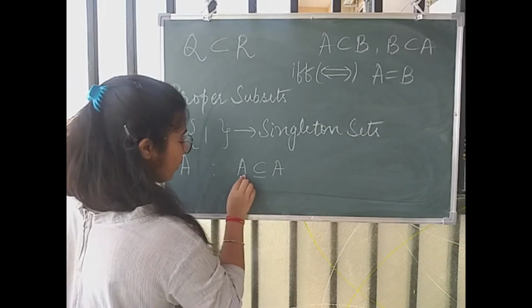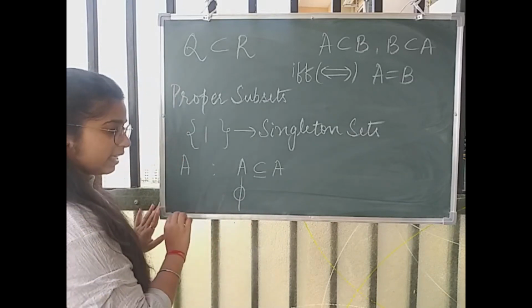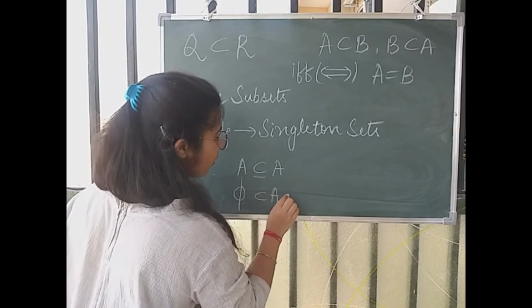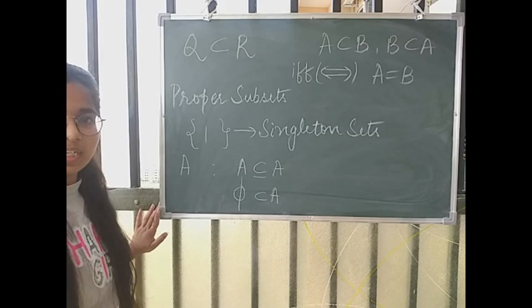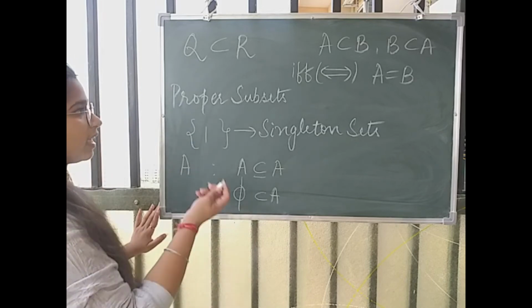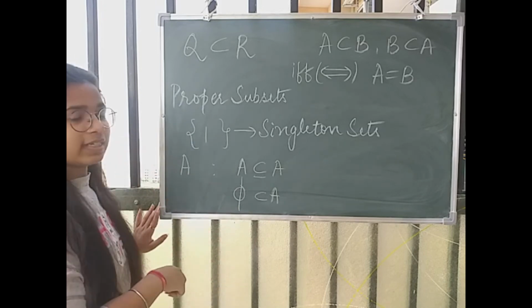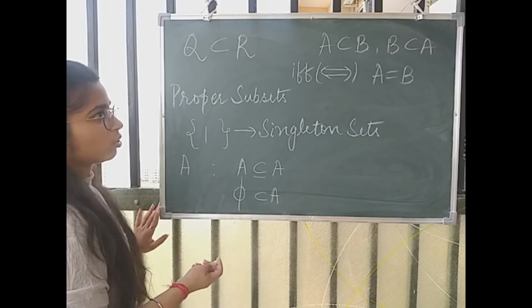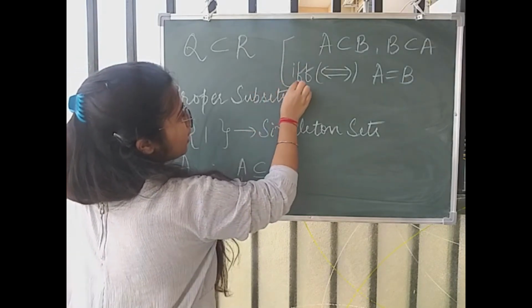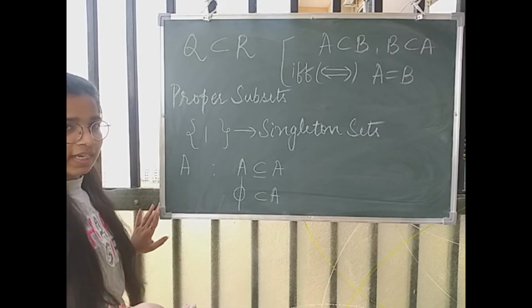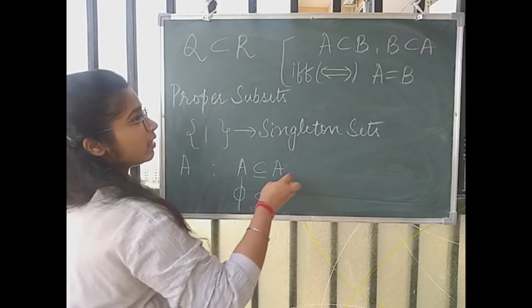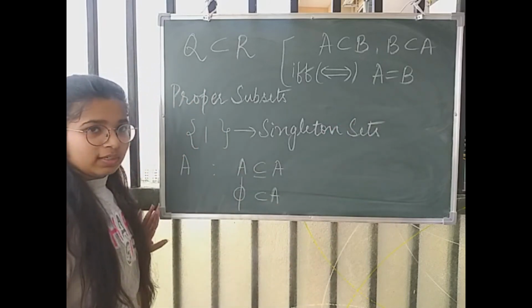Also, phi, that means the empty set, is a subset of A, because phi means an empty set. An empty set is always contained in another set. So these are basic examples of subsets of a particular set. And it is also important to know that if a set is a subset of another and the inverse is also true, then both of those sets are equal.